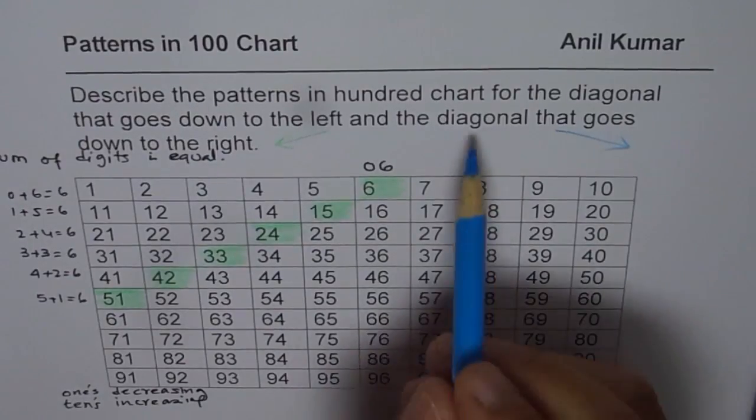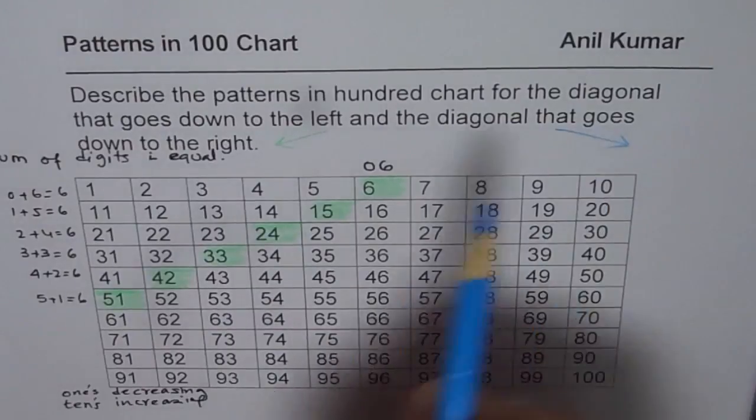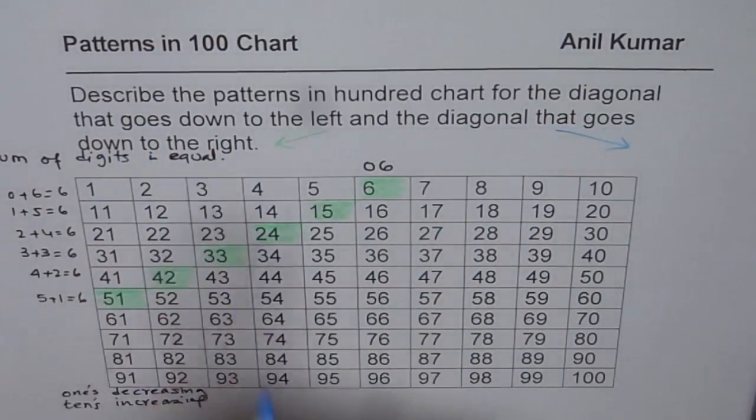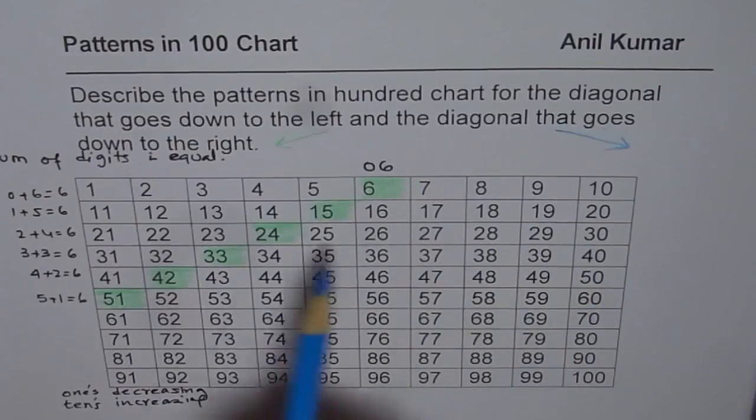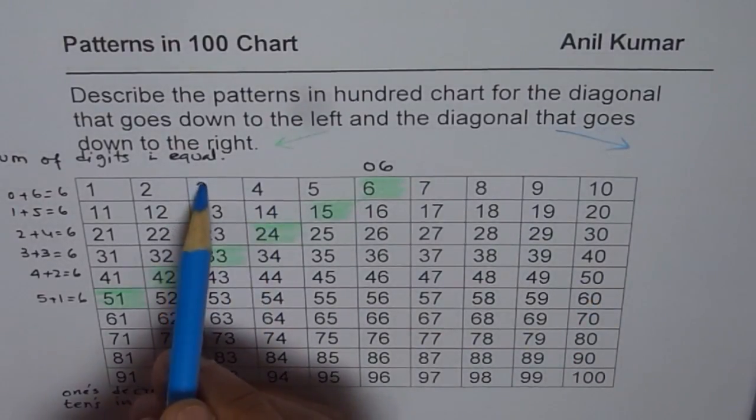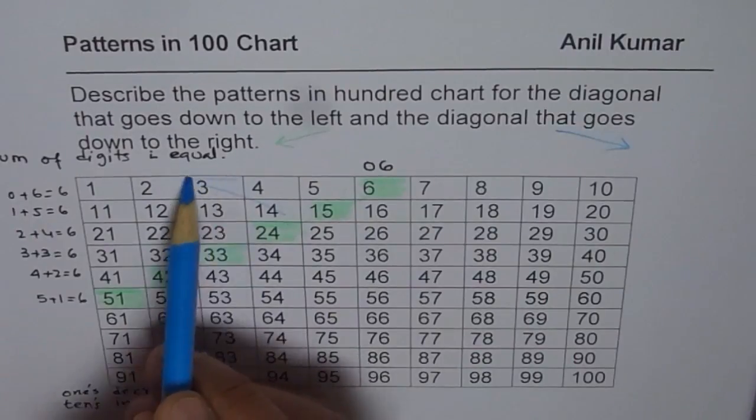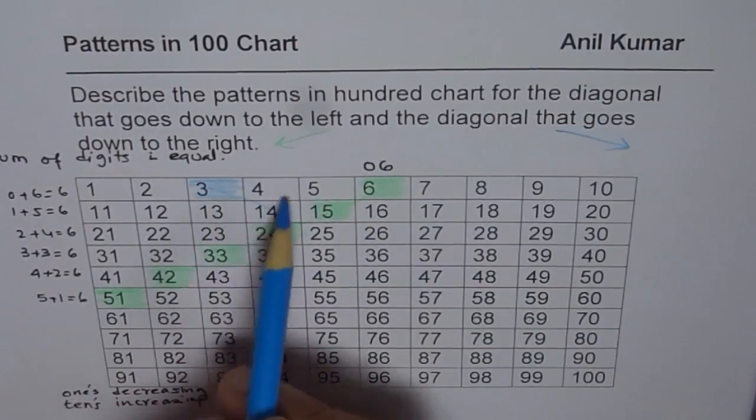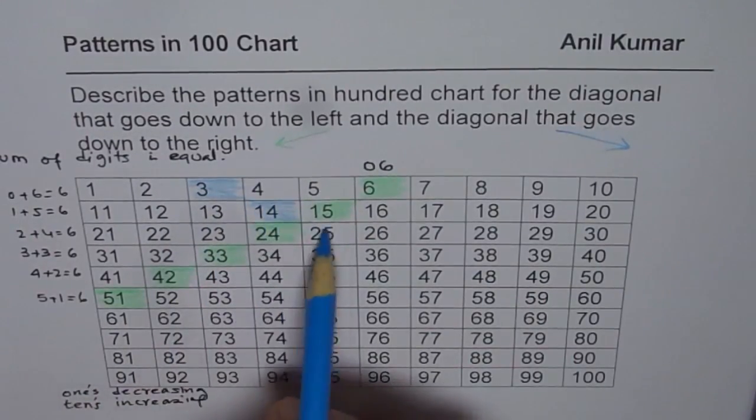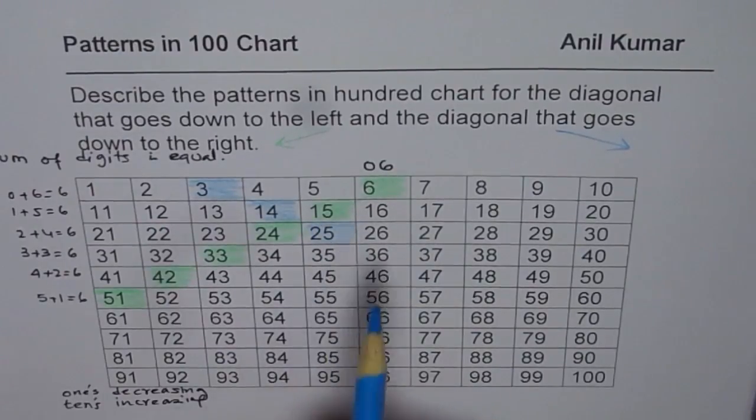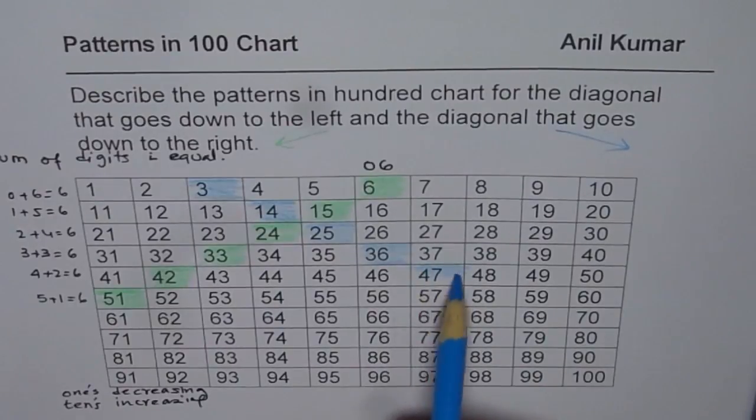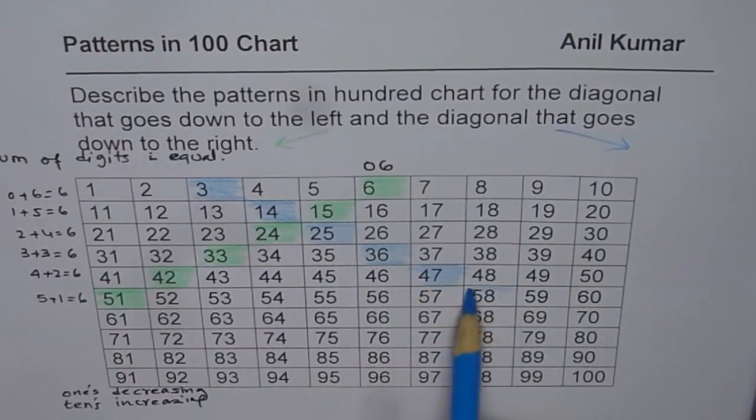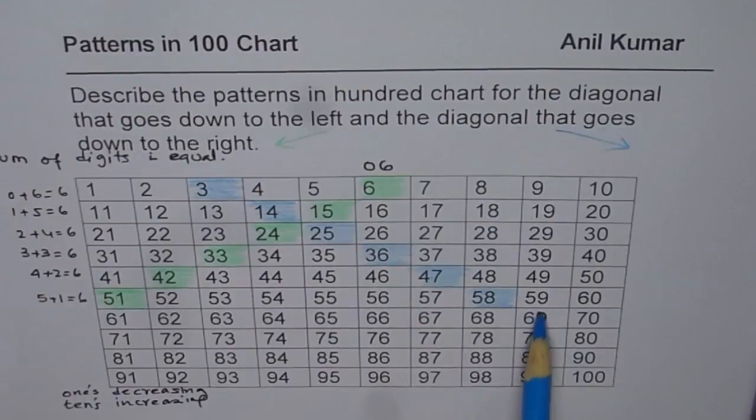Now let's look into the next pattern. Now we'll look into diagonal that goes down to right. That means towards the right side, right? So down to the right. So down and right. So let us take this one, starting with 3. So let's shade. So a 3 down and right, 14. Then we have 25, 36, 47. What kind of pattern do you see in this? Can you tell me? Okay, write it down.